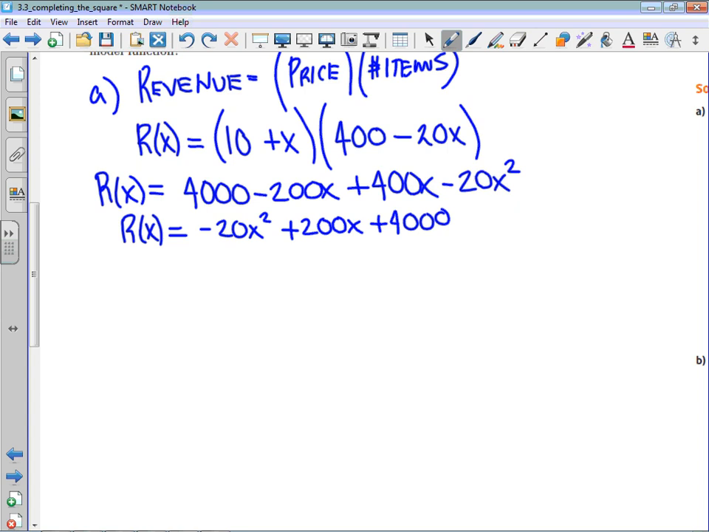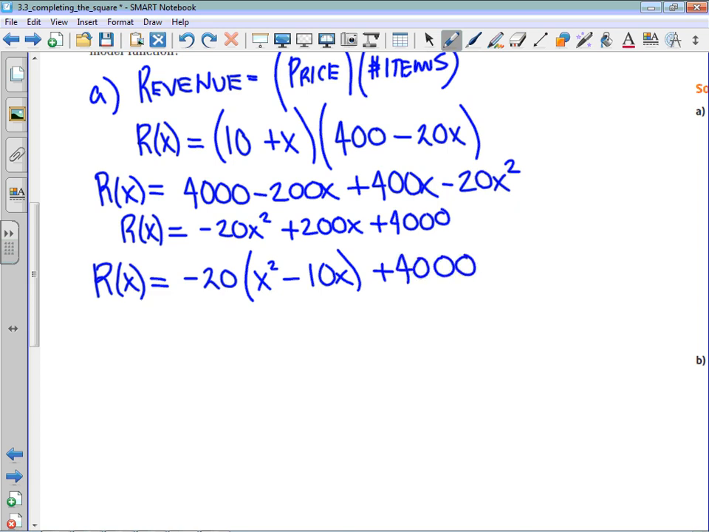So what we're going to do now is complete the square for R of x. I'm going to do that by factoring out the coefficient on my x squared term from any term that contains an x, and I'll leave the constant alone. So just really quickly, negative 20x squared divided by negative 20 is 1x squared. 200x divided by negative 20 is negative 10x.